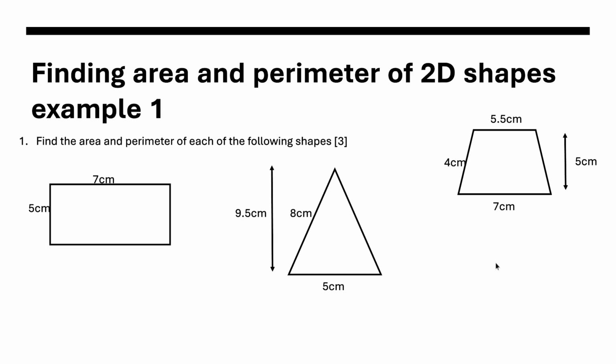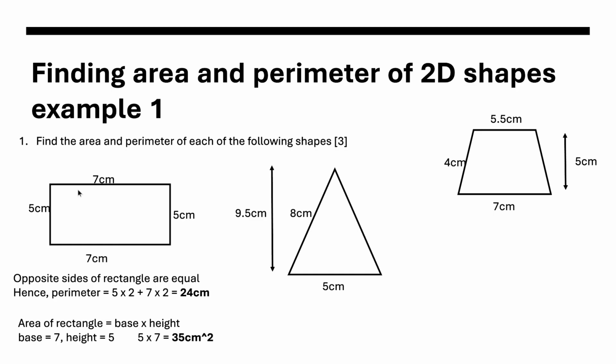So next, we're going to look at some examples now. Find the area and perimeter of each of the following shapes. Starting with this rectangle, the perimeter is going to be the sum of all side lengths. 5 plus 5 plus 7 plus 7, or 5 times 2 plus 7 times 2, gives us 24 centimeters. The area, we just times the length and the width. 5 times 7 is 35, so the area is 35 centimeters squared.